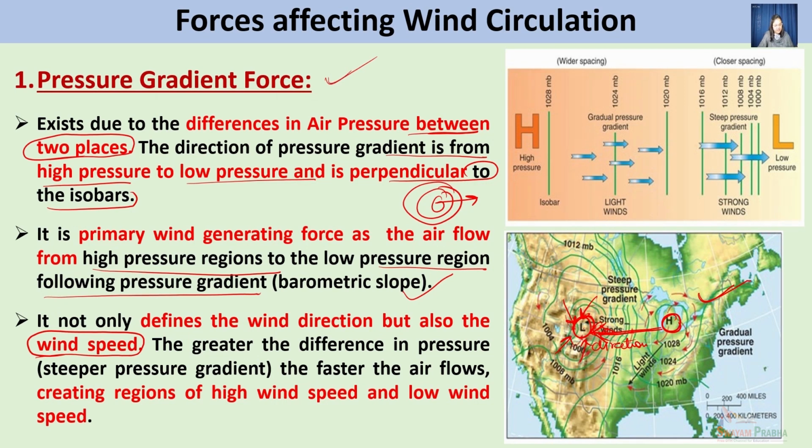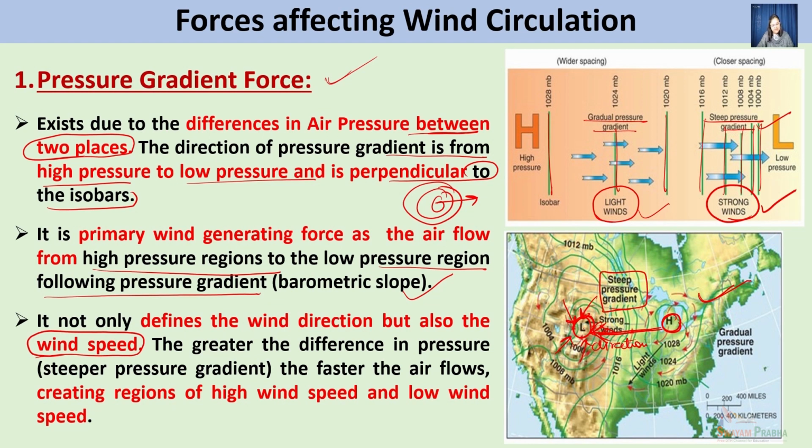Because the higher the pressure gradient force, the isobars will be more compacted and it will reflect steep pressure gradient. Strong winds will blow in those areas where the steep pressure gradient exists, where the isobars are closely compacted together, and opposite to this, light winds blow with slow speed in the area where the pressure gradient is gradual and isobars are loosely spaced.